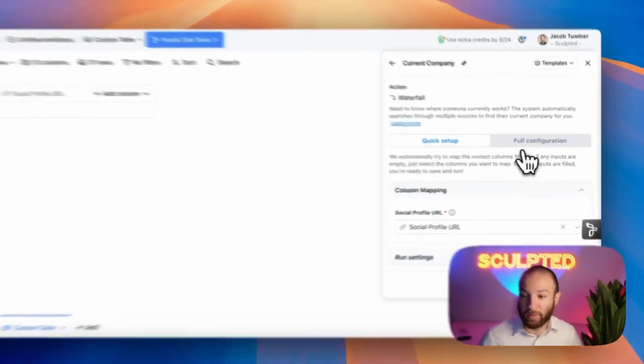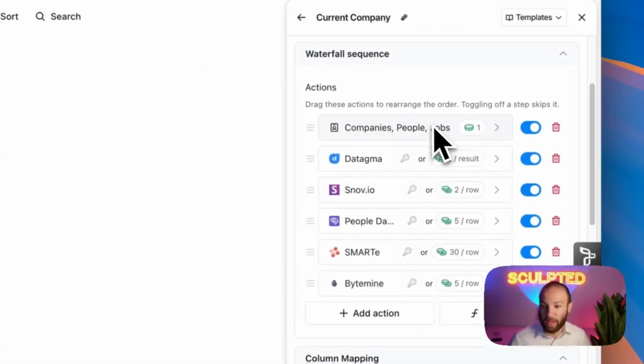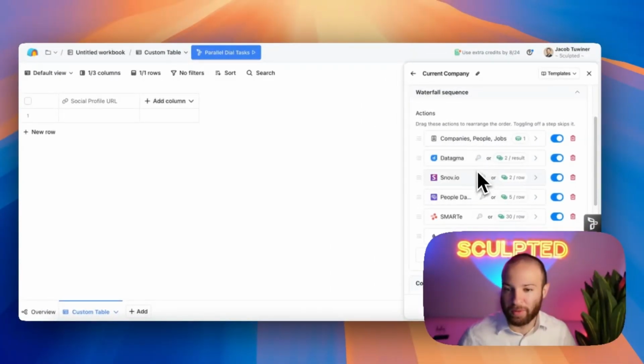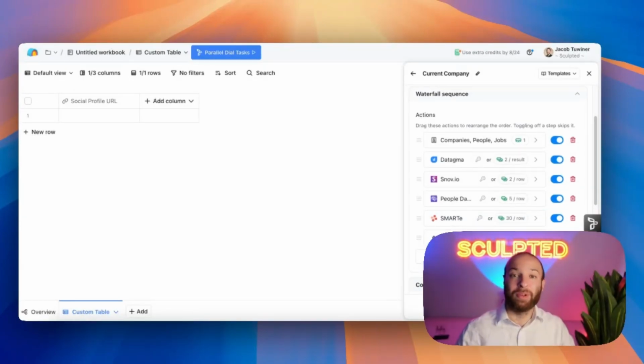So if you click on the full configuration over here, you're going to see that they have the first one right here, right? Enriched person, this is good. But beyond that, they have a few 2 credit providers, a 5 credit provider, and even a 30 credit provider. Now, that is pretty high. And if this averages out to 8 credits a row for 1 enrichment, and you're paying 1.6 cents a credit, which is on the highest plan, you could be paying more per credit.